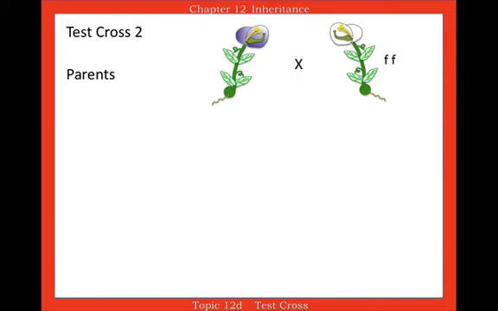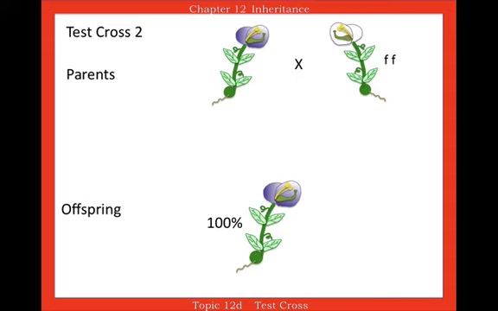In the other scenario, all the offspring have a dominant phenotype, and from that, we can deduce that the parent with the dominant phenotype had a homozygous dominant genotype, and therefore all the offspring would be heterozygous and would appear dominant.